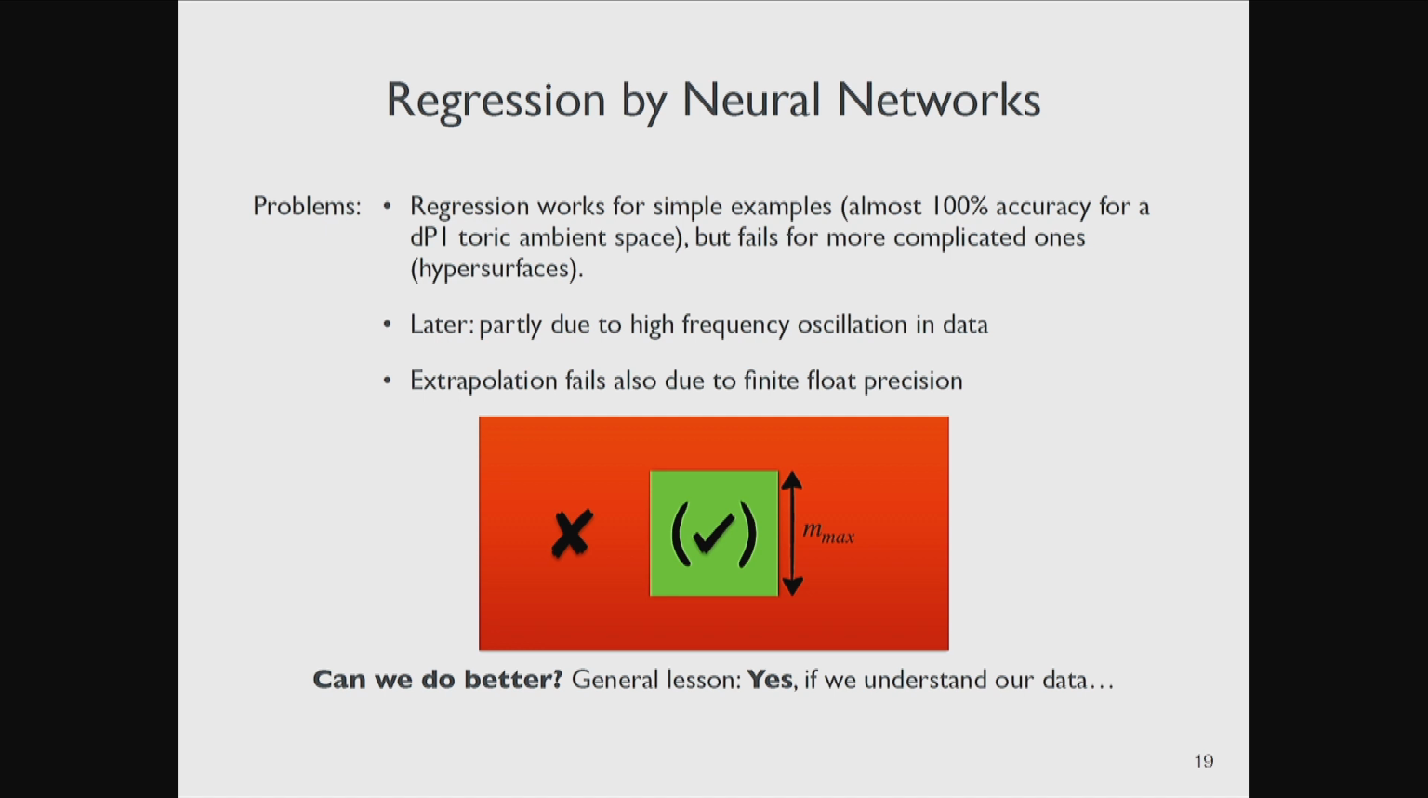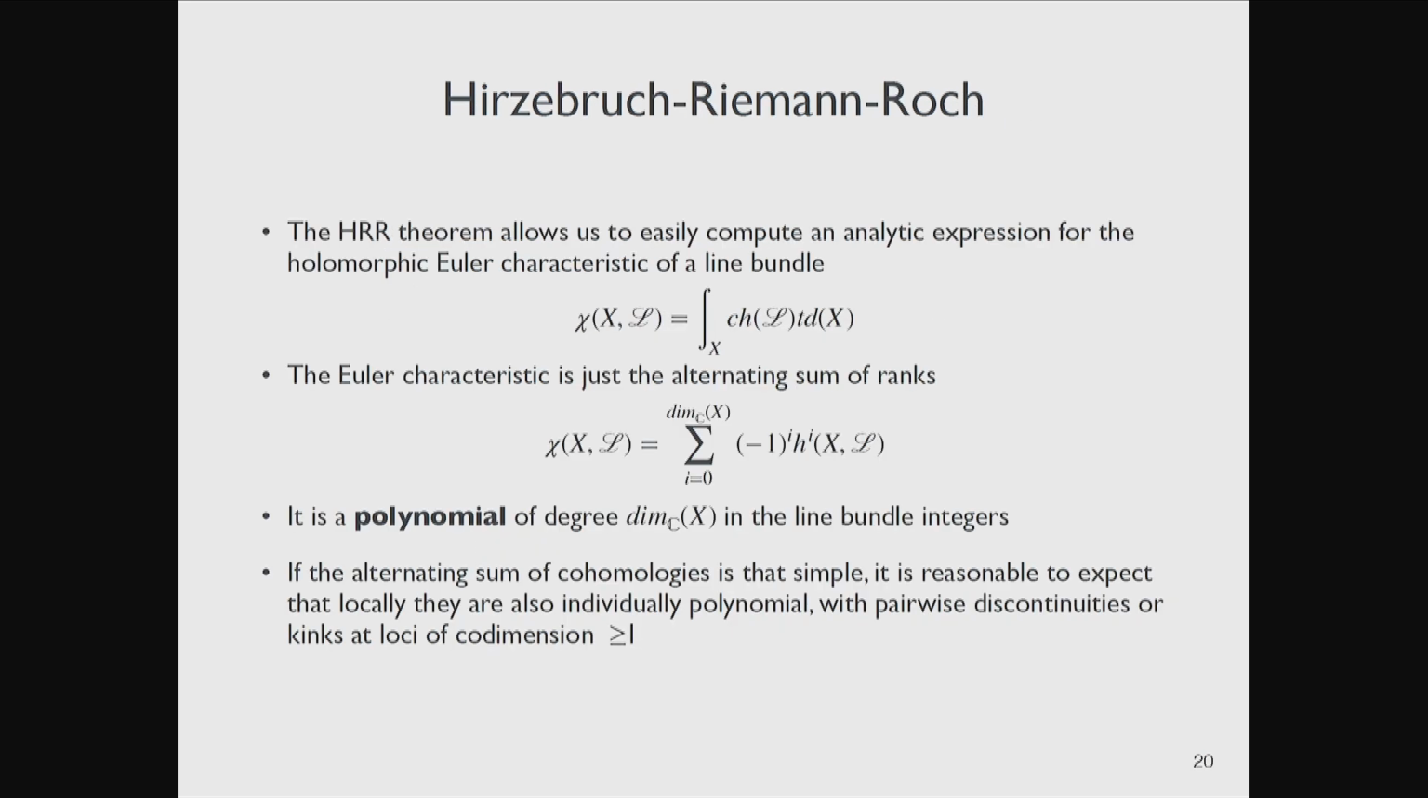And also, as I said, due to the finite float precision that we use. So we can reproduce the data in this fixed M range, but if we want to extrapolate to large M, then this doesn't work this way. So the question then obviously is, can we do better? And the obvious answer is always: if you understand your data, then you can do better than just putting a neural network on it. So let's try to understand our data.